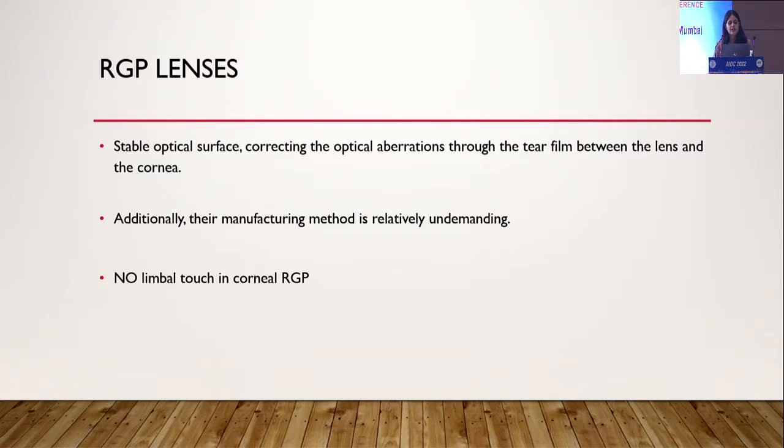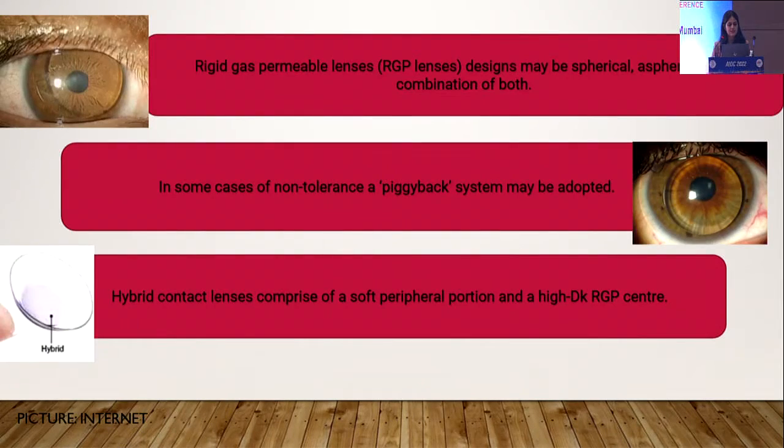But for most of the other keratoconus patients, that is ranging from the moderate to severe type, the gas-permeable rigid lens gives them a very stable optic surface and reduces their aberrations. And plus, they give the advantage that there is no limbal touch. It's purely a corneal lens. Therefore, the patient may be more suitable for RGP lenses. The RGP lenses can be spherical, aspherical, or it can be a combination of both.